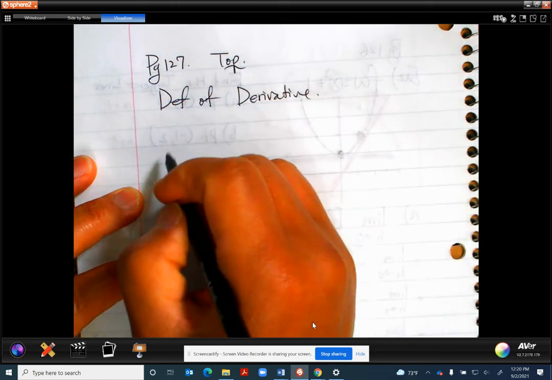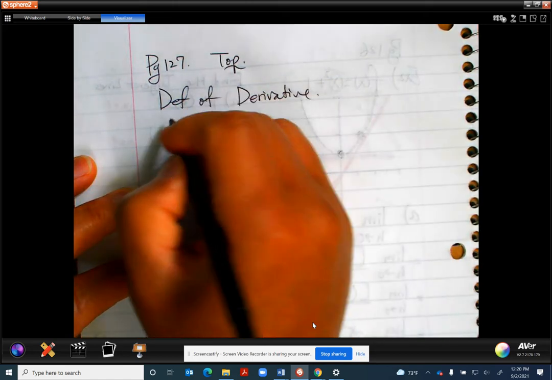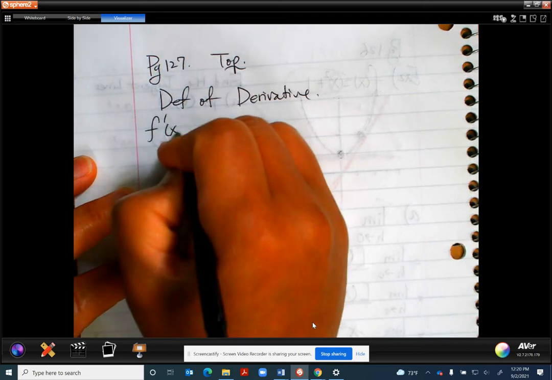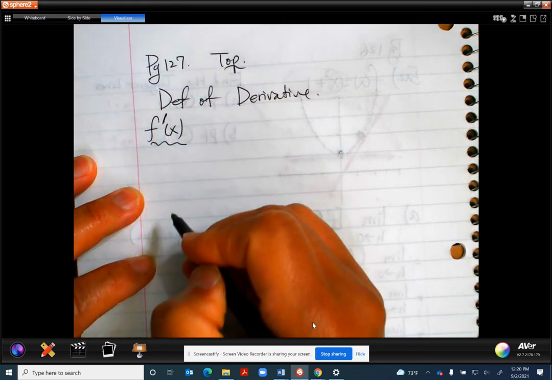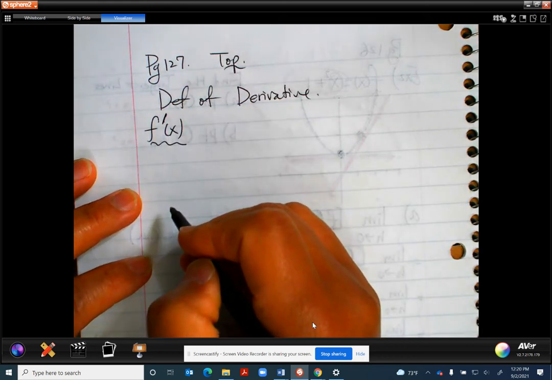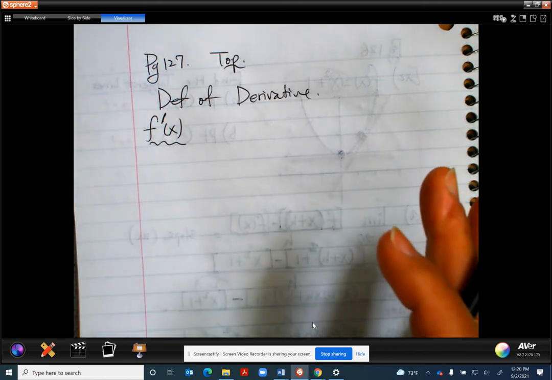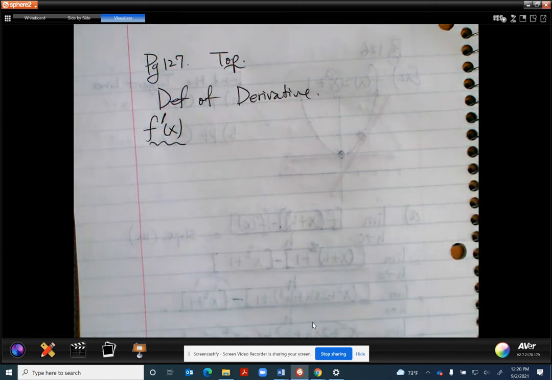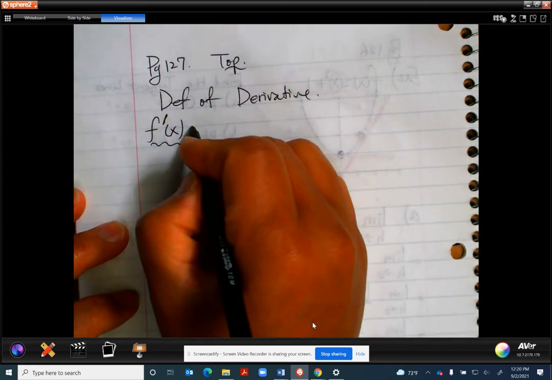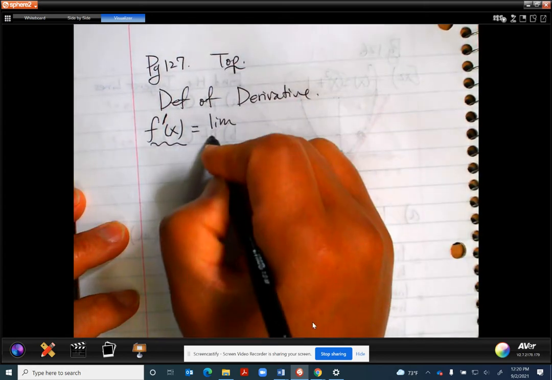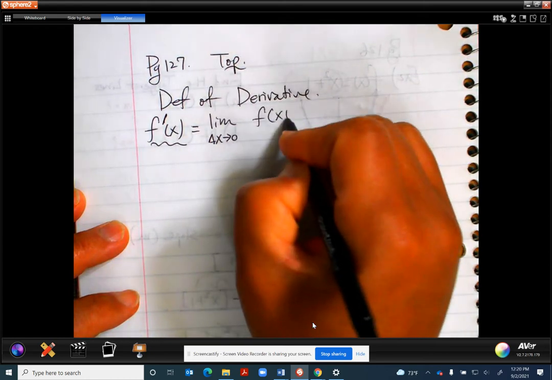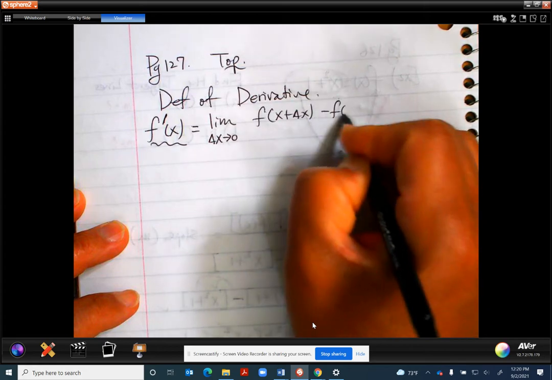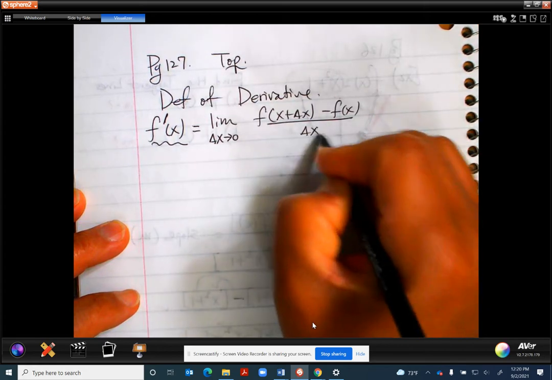All right, let's go ahead and copy the definition of derivative. What is it? It is f prime of x, which is just the notation. We're going to use this notation for derivative, okay? Again, calculus is trying to be fancy. Don't be overwhelmed with notation. So f prime just means first derivative, and it is equal to the limit as change in x goes to 0 of f of x plus change in x minus f of x, over change in x.